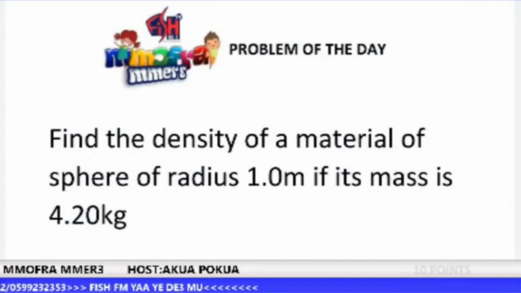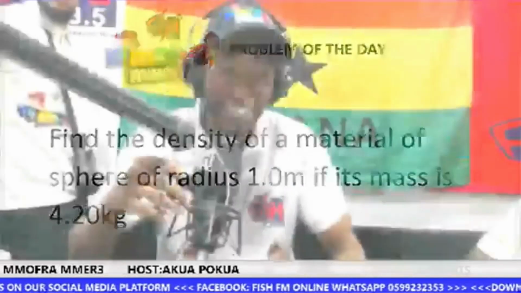It says: find the density of a material of sphere of radius 1.0 meters if its mass is 4.2 kilograms. Contestants, are you ready for the critical thinking round? Are you ready? Yes. And I'm sure you know this is also the buzzer round. You have to use the buzzers. So let me hear your buzzer.